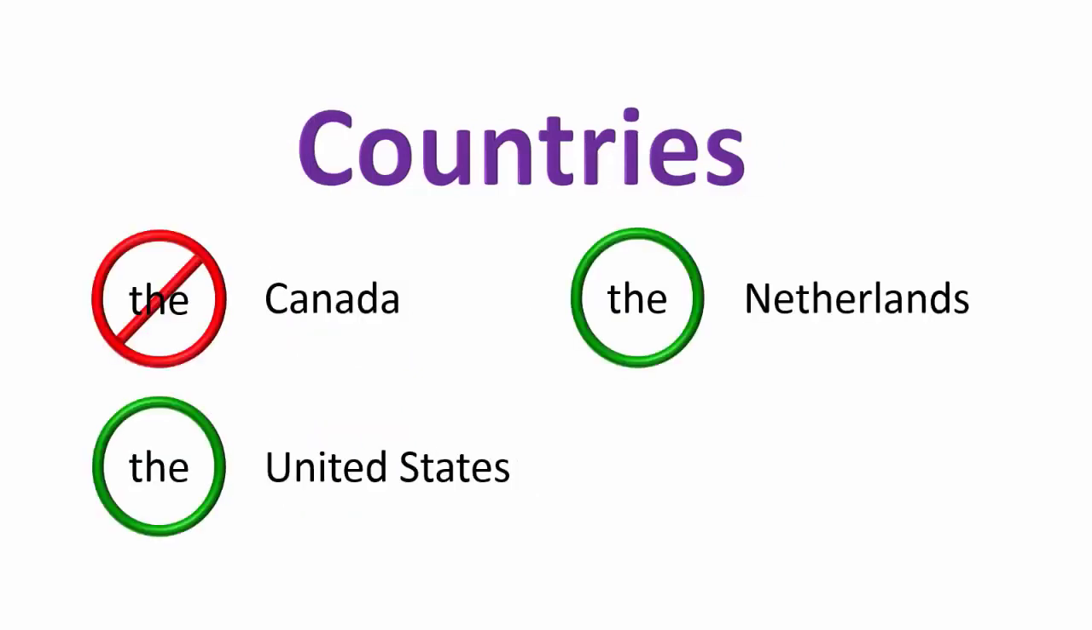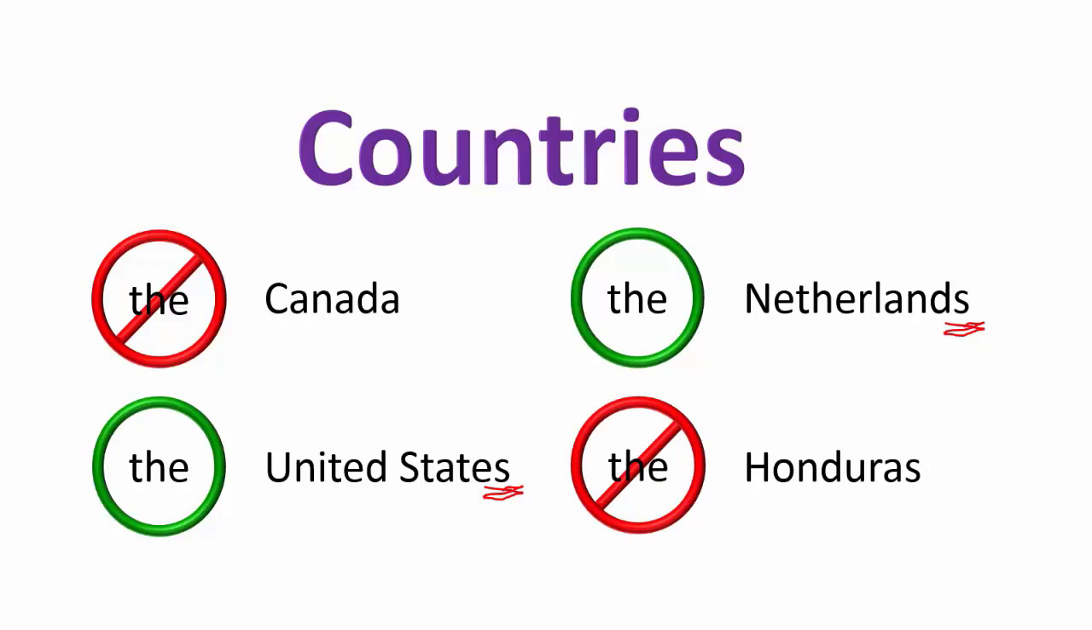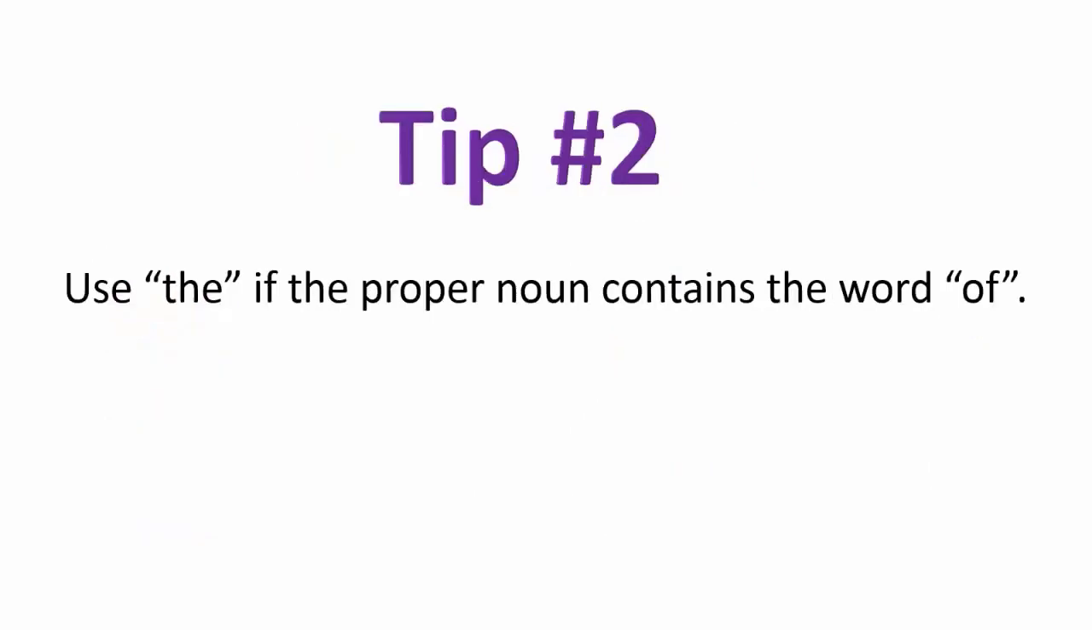For countries, it's the exact same thing. Canada is a singular country, but the United States is a plural country. The Netherlands is also plural. Just be careful. Countries that end in S aren't always plural. So for example, Honduras, it ends in S. It looks like it's plural, but it's actually not a plural name. So there's no "the."